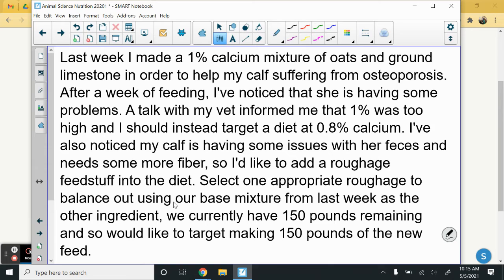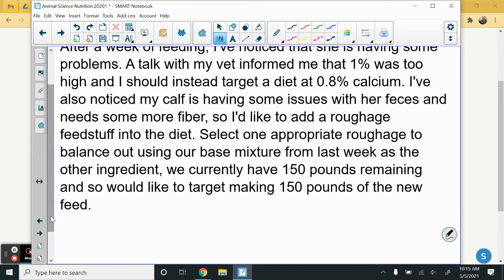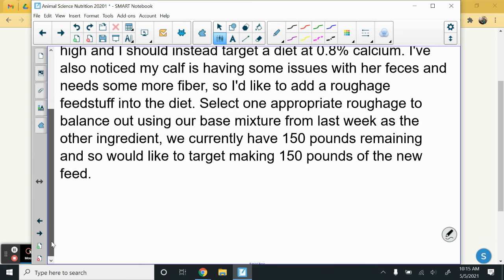I've also noticed my calf is having some issues with her feces and probably needs some more fiber. So I decided that I want to add a roughage feedstuff into her diet. It's going to help us lower the calcium, but it's also going to give her some more fiber, which is going to make it easier for her to use the bathroom. So it says that I need to select one appropriate roughage to balance out using our base mixture from last week, or our last problem, as the other ingredient. We currently have 150 pounds remaining, so we want to target making 150 pounds of the new feed.